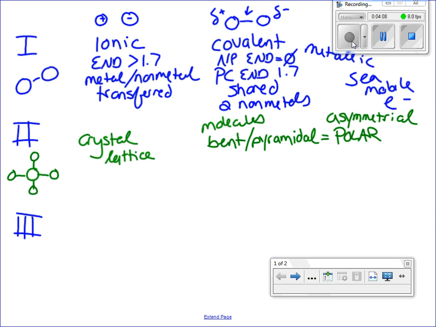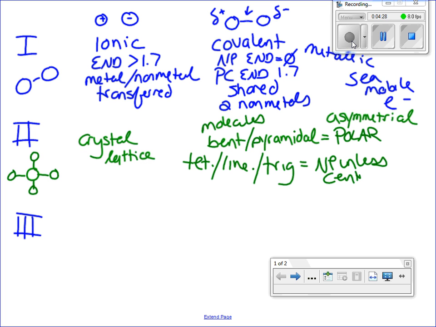If it's tetrahedral, linear, or trigonal planar, it's usually nonpolar, unless your central atom is bonded to multiple different elements. So I'll say, to different elements.